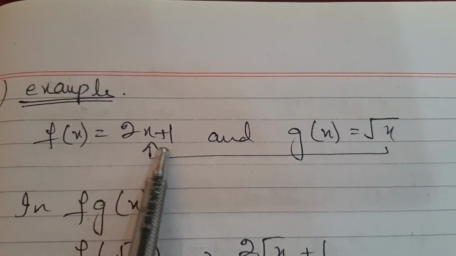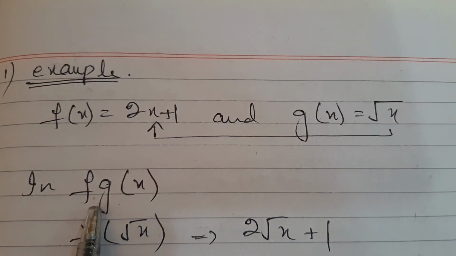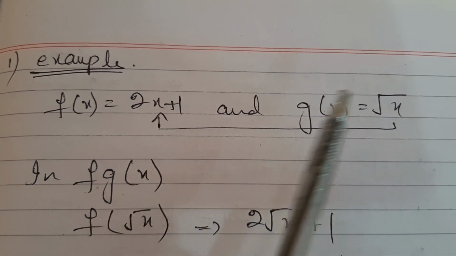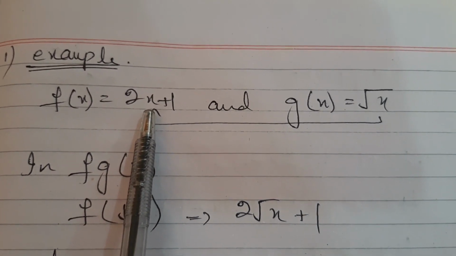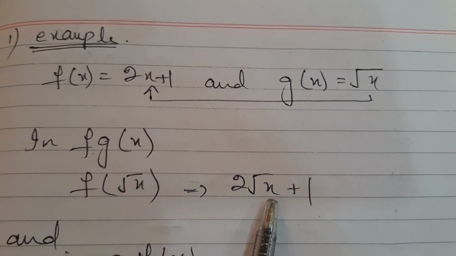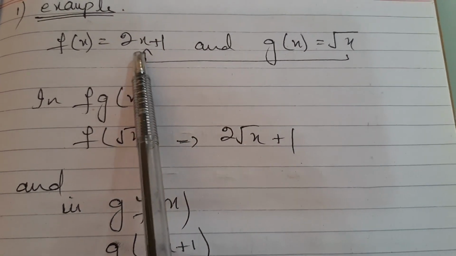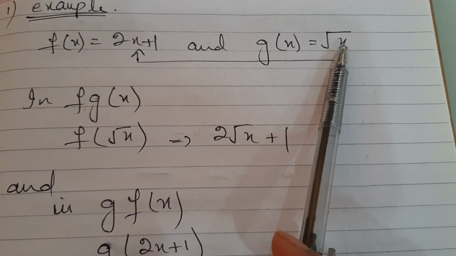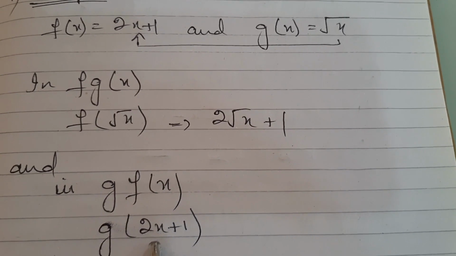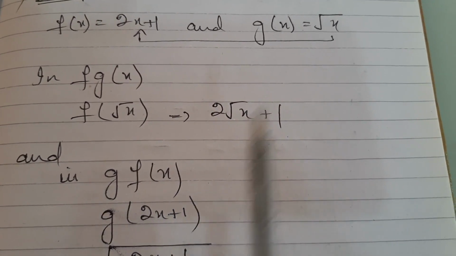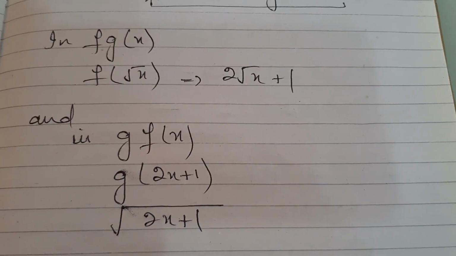For example, let's see this example. f of x is 2x plus 1 and g of x is root x. So in f of g of x, the function g of x will go in place of x in function f. So it will become this. And similarly, if it is g of f of x, this whole function will go here, because now your input function is f of x, which is 2x plus 1. So it will go in place of x here, and it will become root of 2x plus 1.